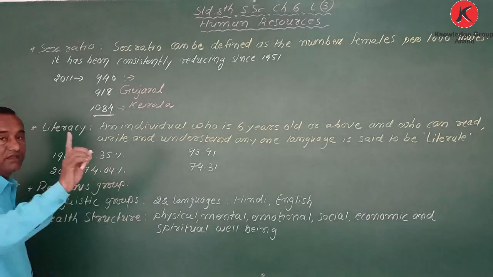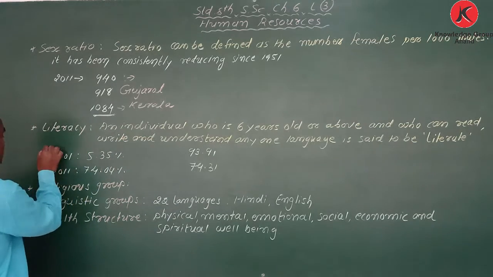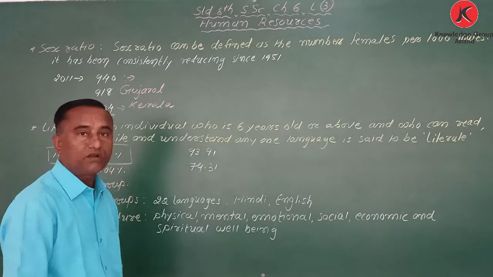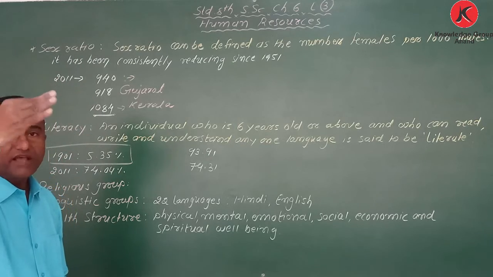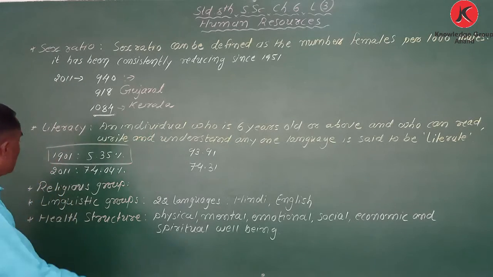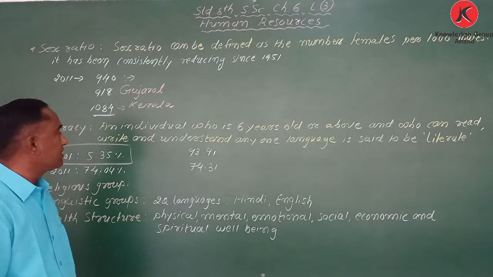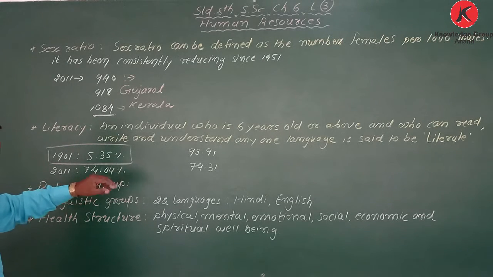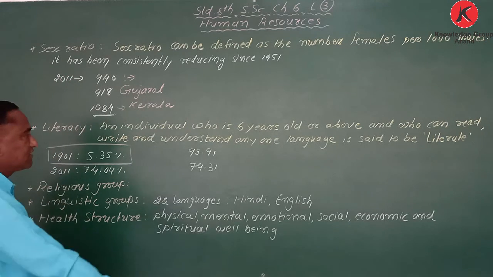5.35 in 1901, but it is going up. Now in the last census, what was that? 74.04. Okay, got it. So here the literacy rate is slowly increasing.